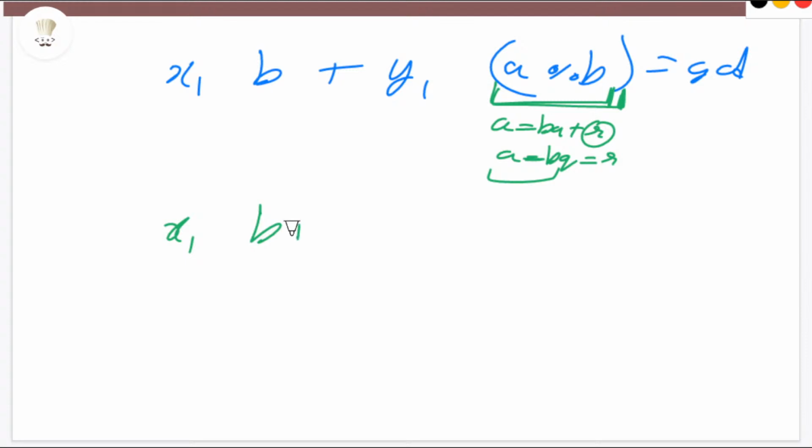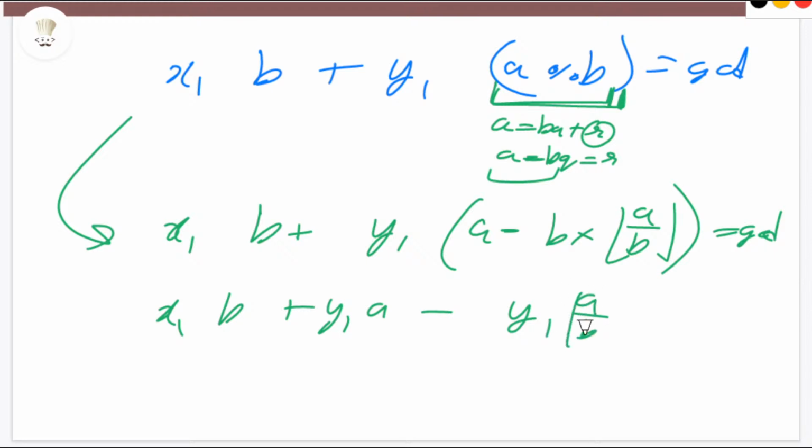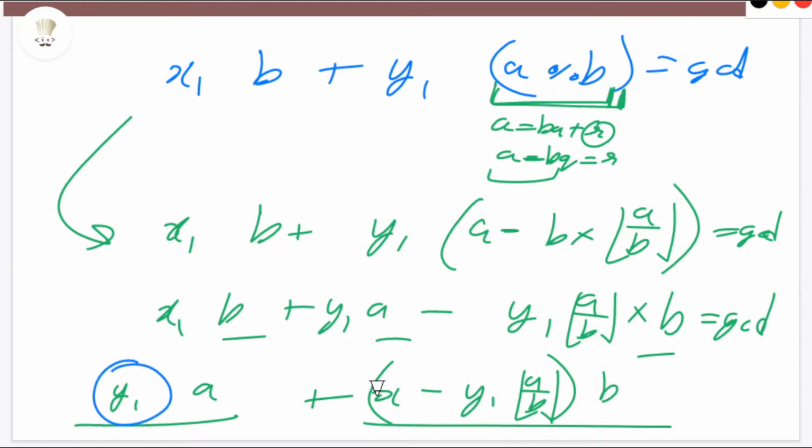So x1 b plus y1, this is going to be transformed like this: a minus b into what is q, a by b floor, is equal to GCD. Just expanding these brackets, we get x1 b plus y1 a minus y1 a by b floor into b is equal to GCD. Taking common with a and b, we get y1 a on the left-hand side plus x1 minus y1 a by b floor, into b on the right-hand side. So these are the x2 and y2 that we want.